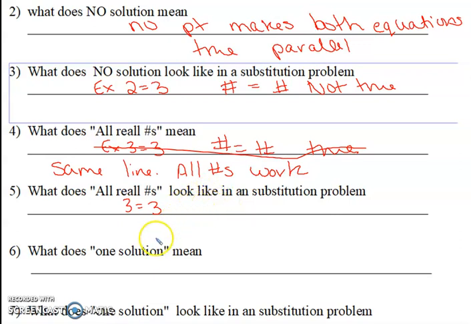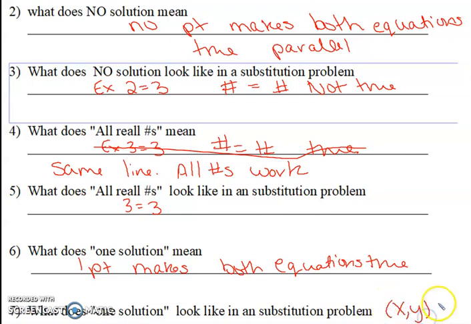That's what I get for not feeling good. Sorry, guys. What does one solution mean? It means 1 point makes both equations true. And in one solution, it looks like an ordered pair. An x and a y.